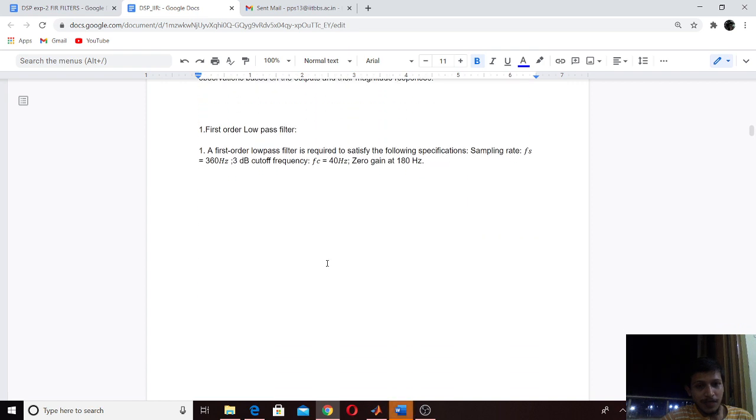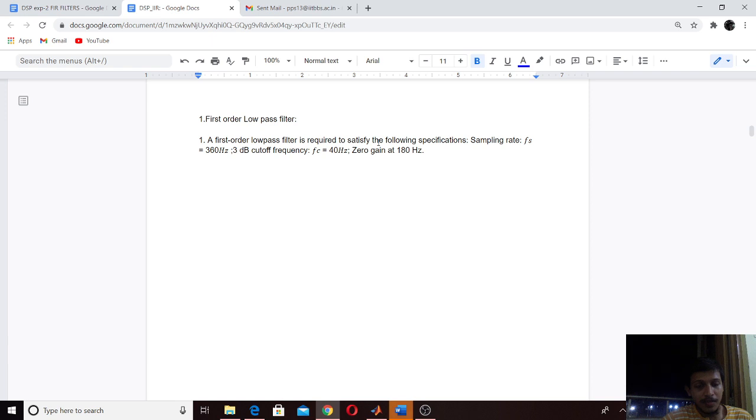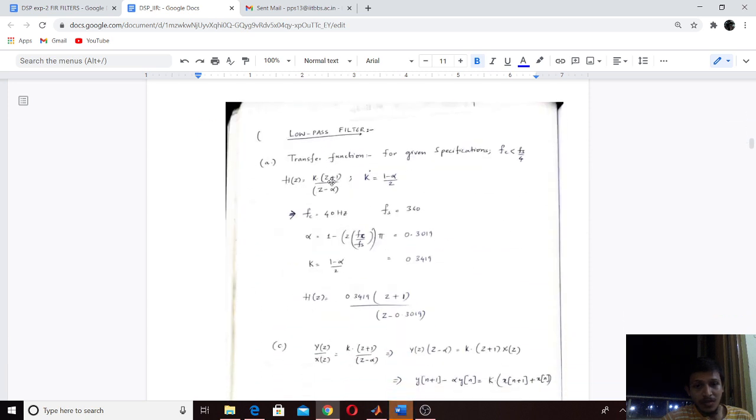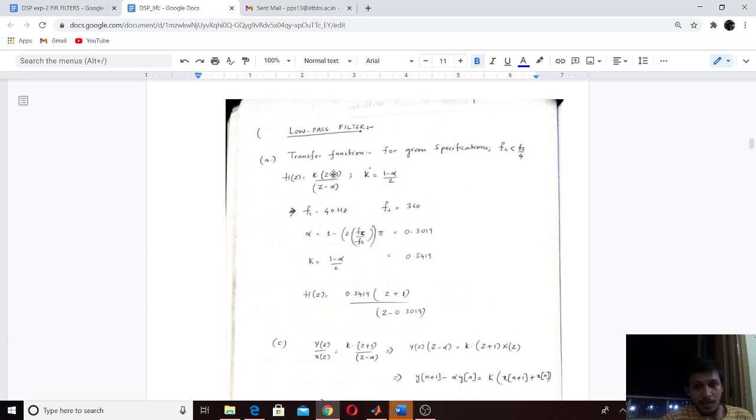The specifications for the first order low pass filter are as follows. Fs is equal to 360, 3 dB cutoff frequency Fc is 40, and zero gain at 180 Hz. So 180 Hz is Fs by 2, and Fc is Fs by 9. For any low pass filter, first H of z is equal to K into z plus 1 by z minus alpha, where K is equal to 1 minus alpha by 2, ensuring that H of e^j omega is equal to 1 at omega equal to 0.